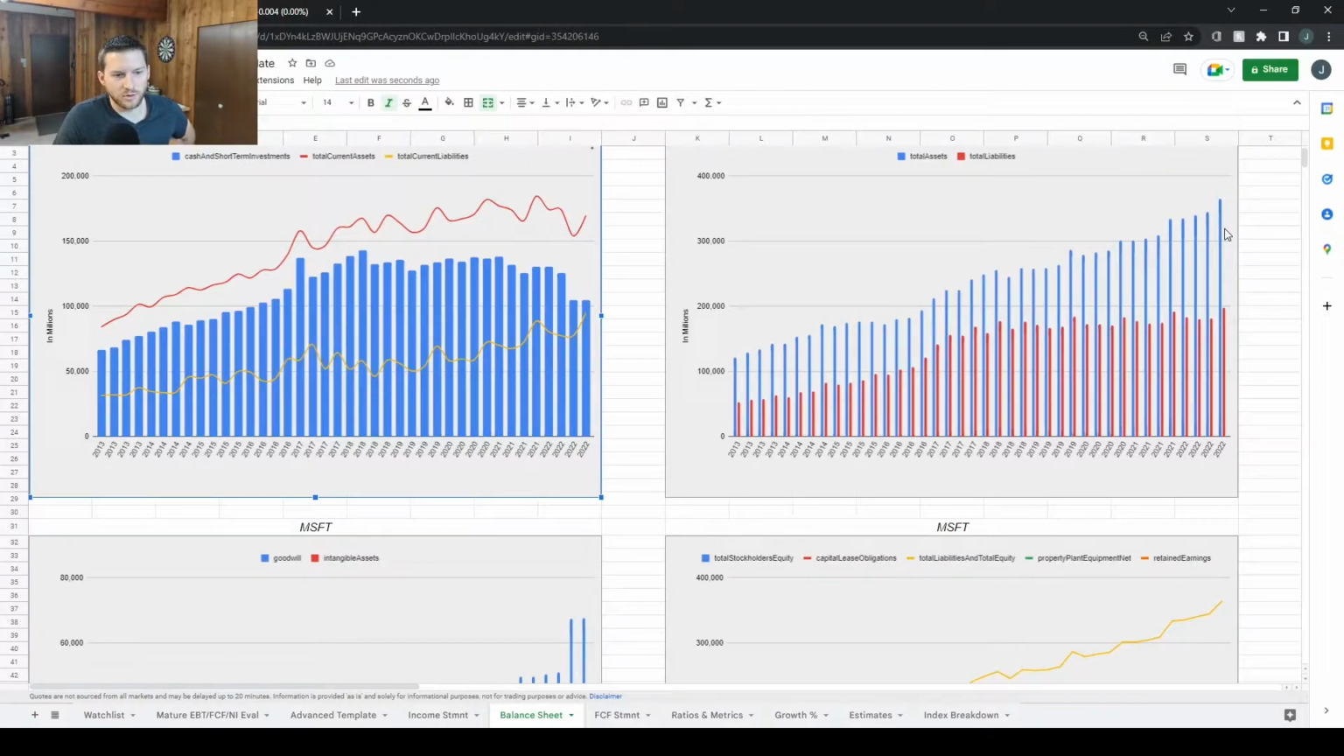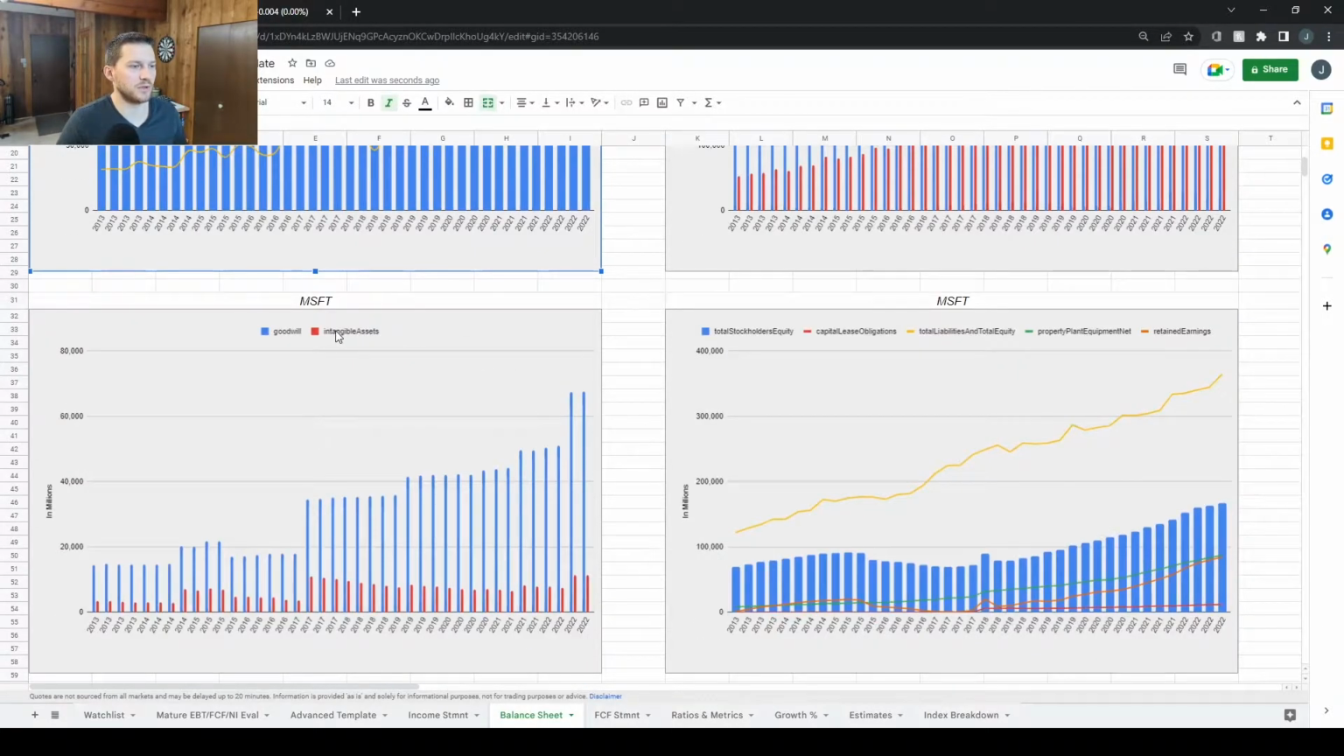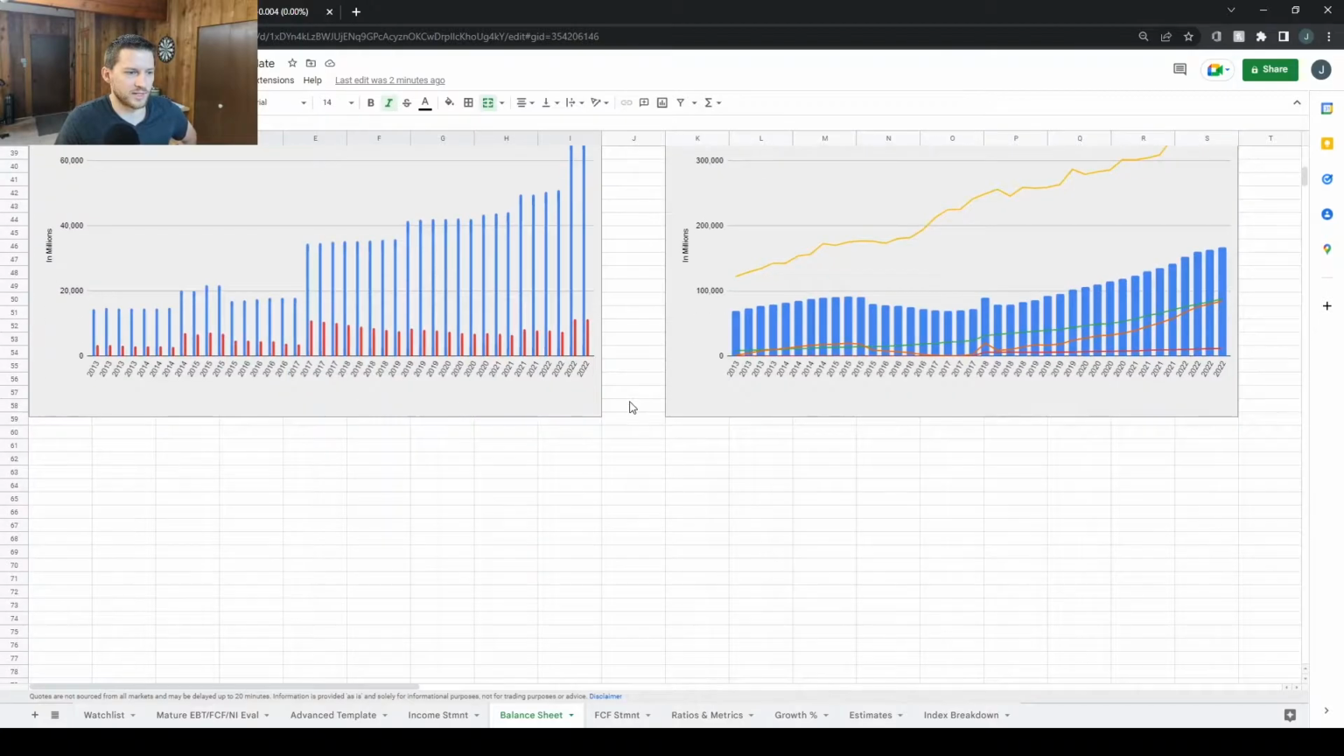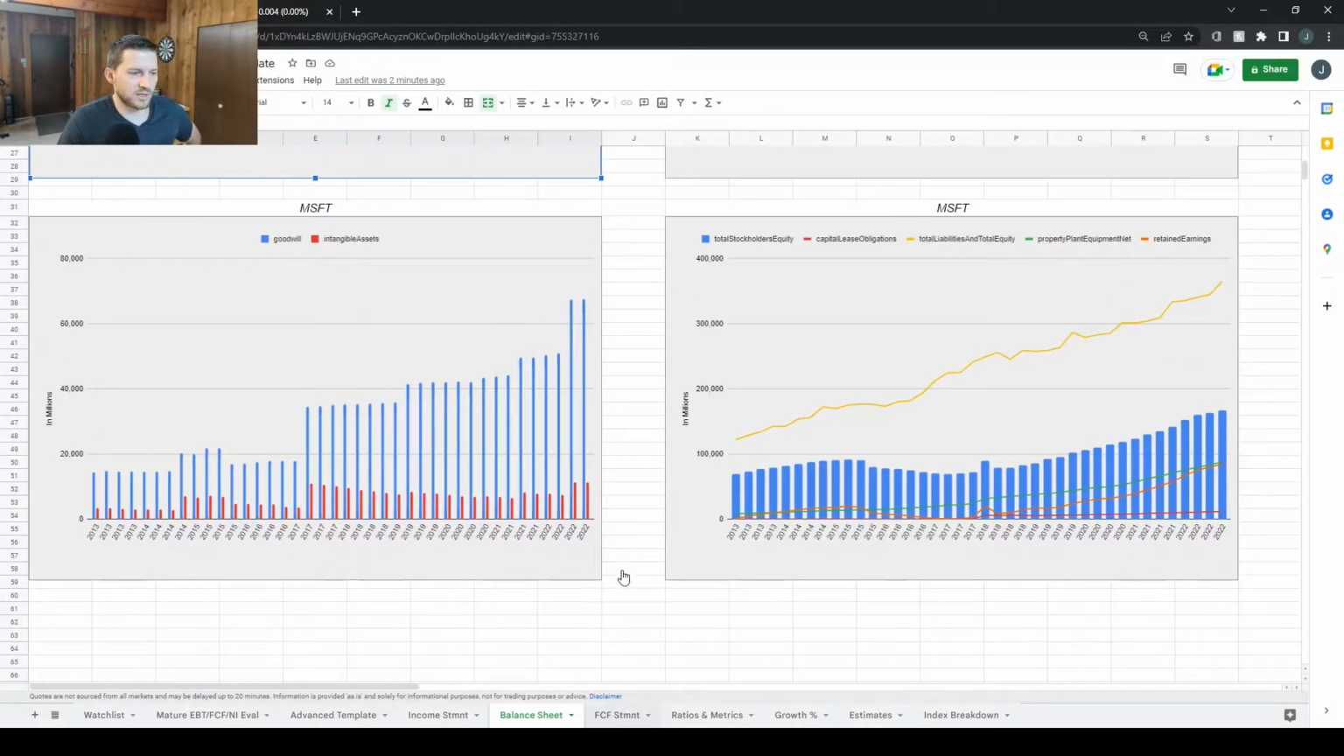We see growth over the last 10 years with the business. Goodwill and intangible assets has grown, but nothing too drastic compared to the size of the company. Total liabilities and total equity has seen steady increases. Stockholders' equity has seen a steady increase over the last 10 years as well. Go to free cash flow.